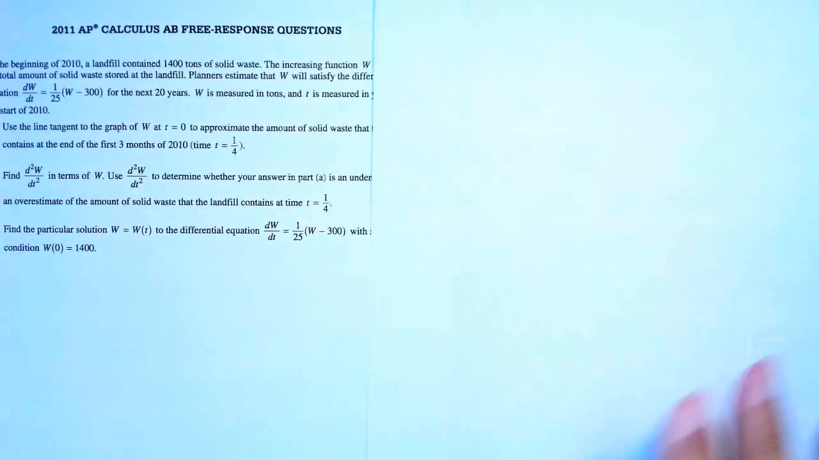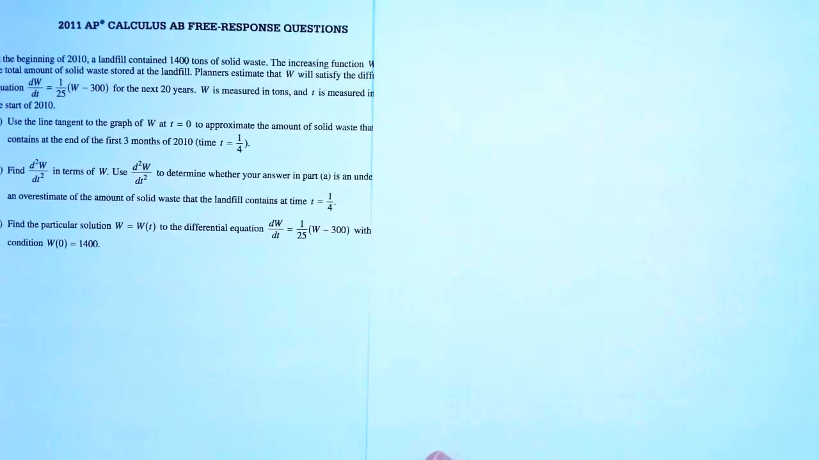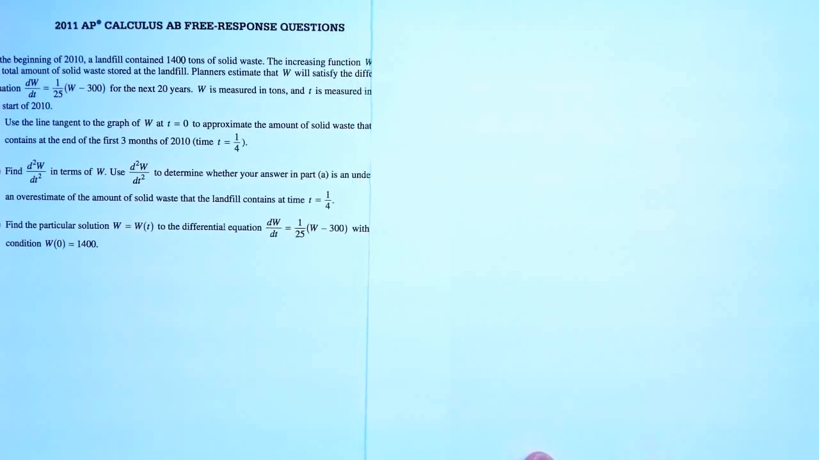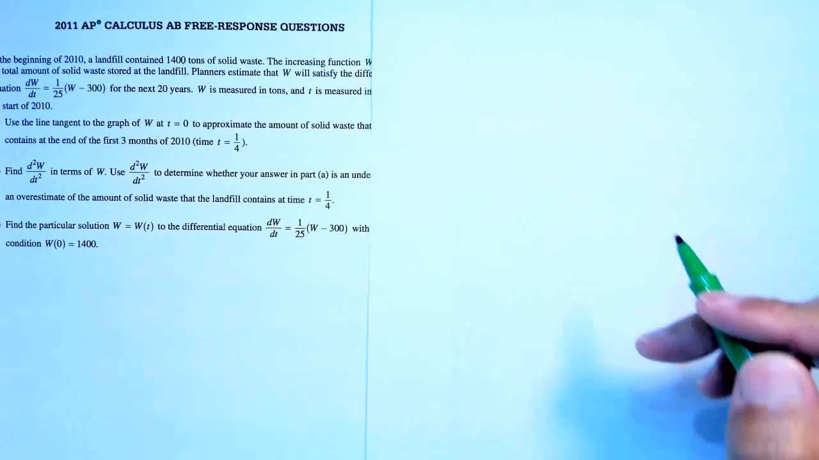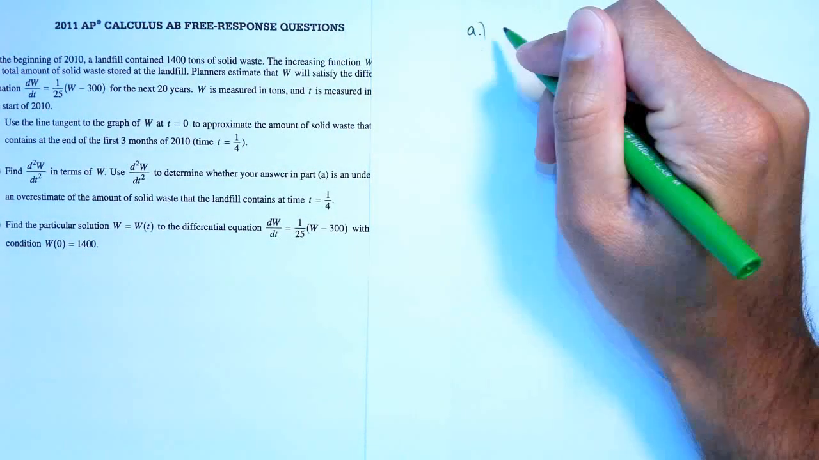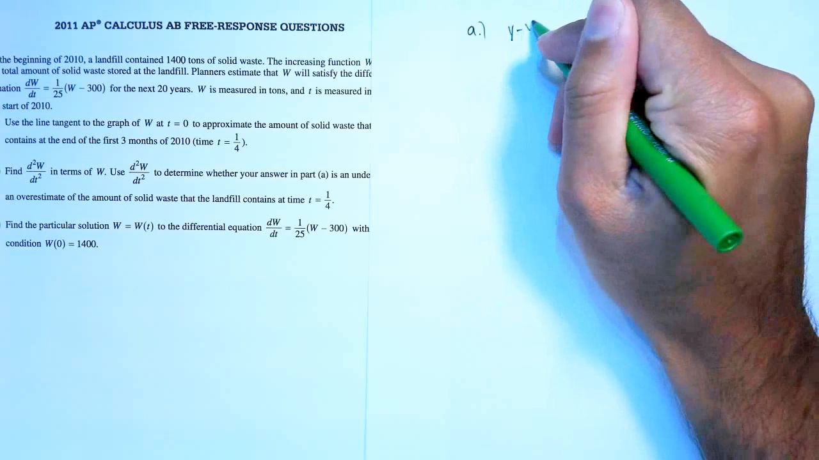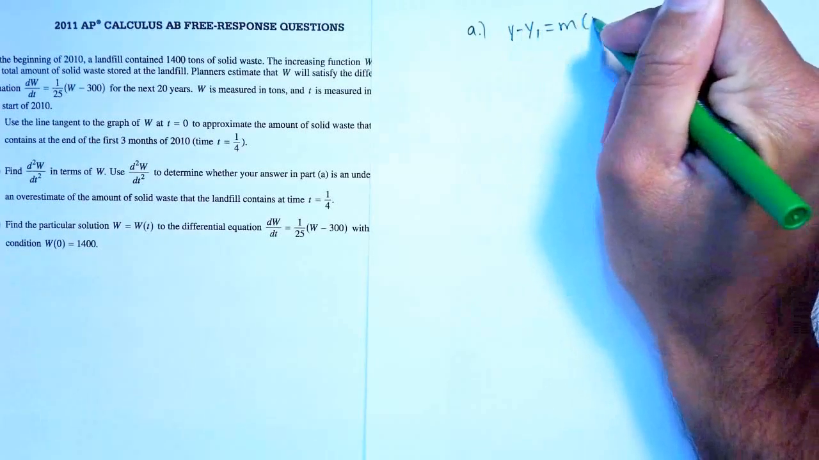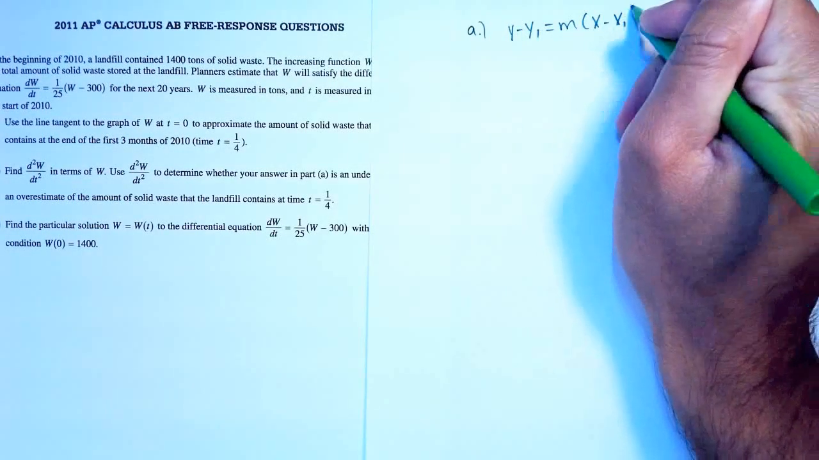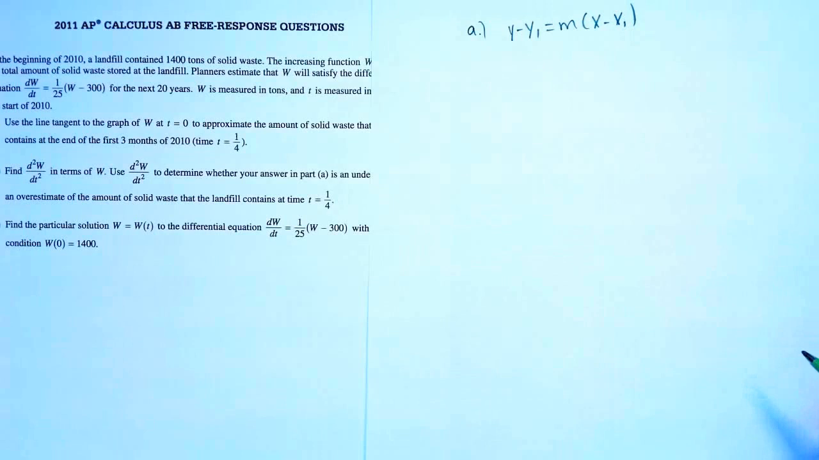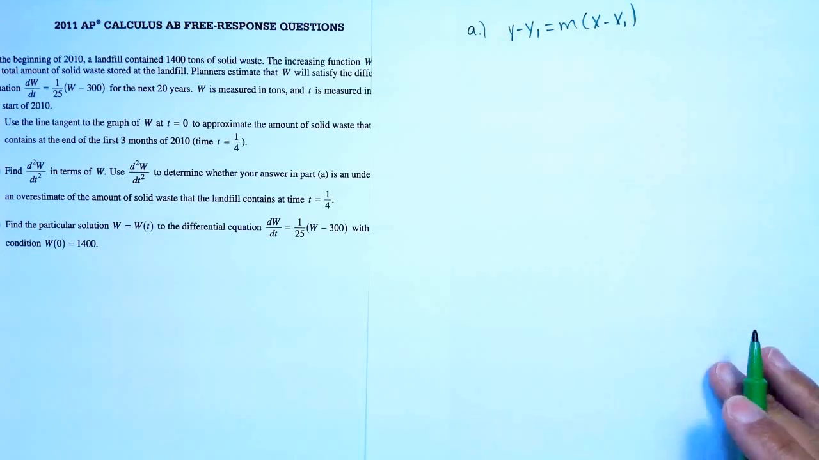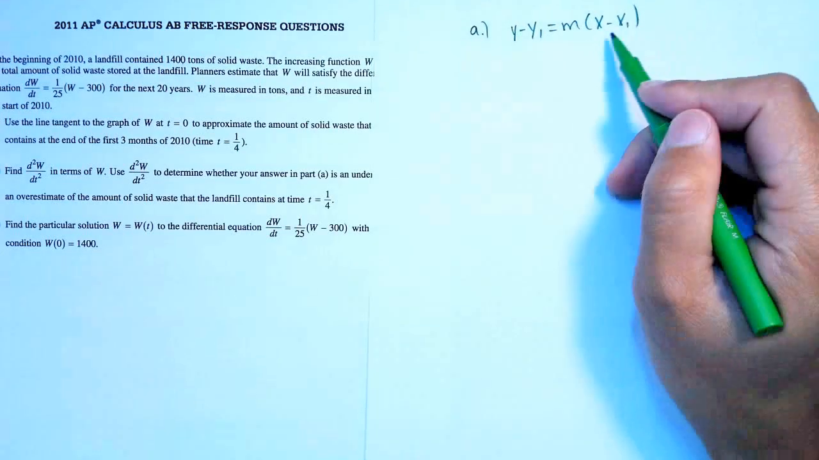The first thing you want to understand in part A, when you see the words tangent line, which you are going to see on the free response and the multiple choice section, is to first write the tangent line formula: y minus y1 equals m parentheses x minus x1. Now you have to think about, at what time do they want you to estimate? They're telling you to use a line tangent to the graph of W at t equals 0. So that means your time is equal to 0. So that's my x value.